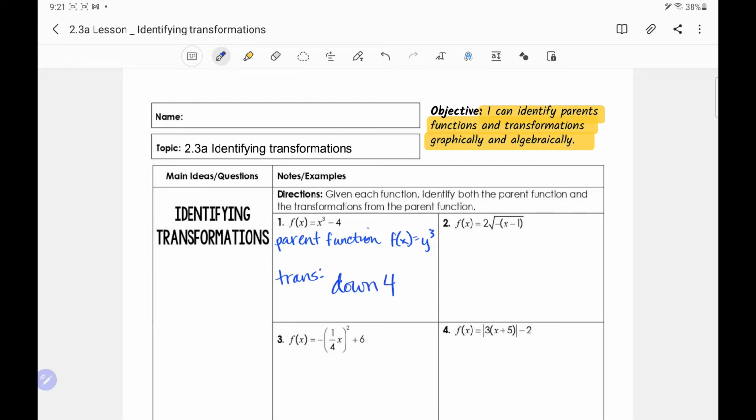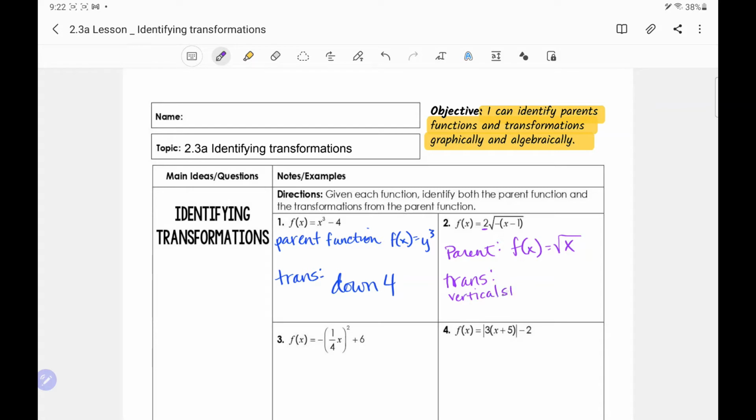Let's look at number 2. What is our parent function? Notice this square root. I don't see any other exponents. I don't see any other identifiers. So my parent function is going to be f of x equals the square root of x. And this time, I've got a lot more transformations, right? I have the times 2. I have the negative outside the parentheses. I have minus 1 inside the parentheses. So we've got to look at this. The multiplying by 2 here, that's my A. And so that's a vertical stretch by 2.